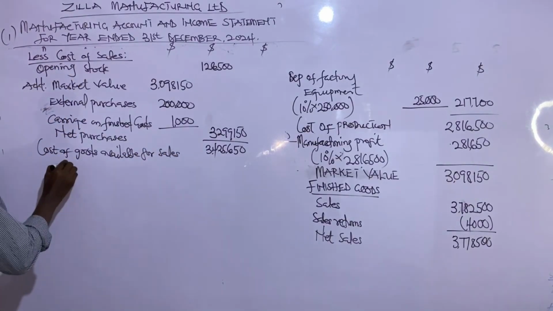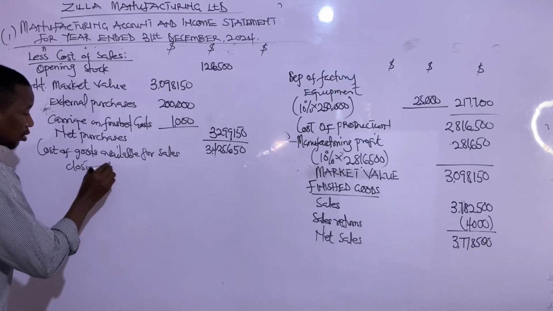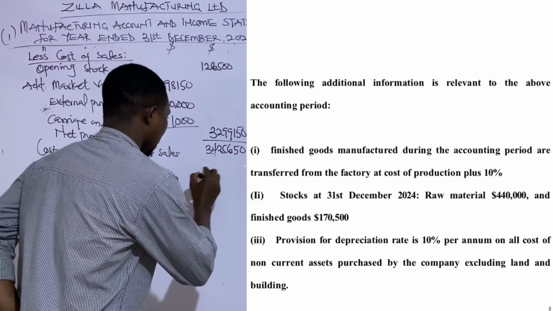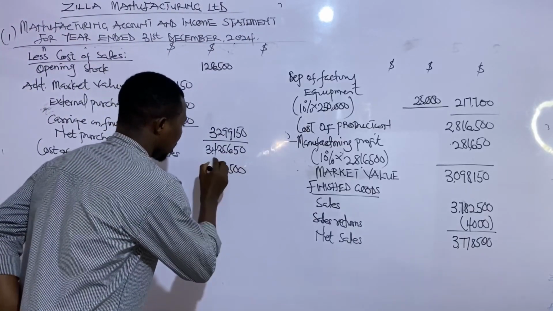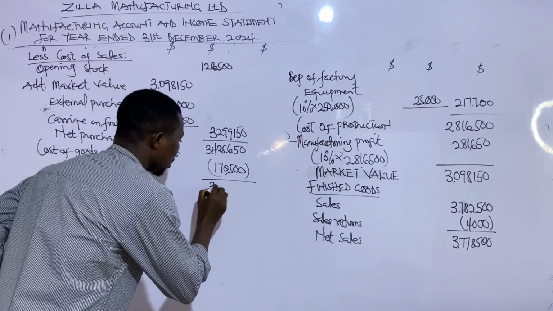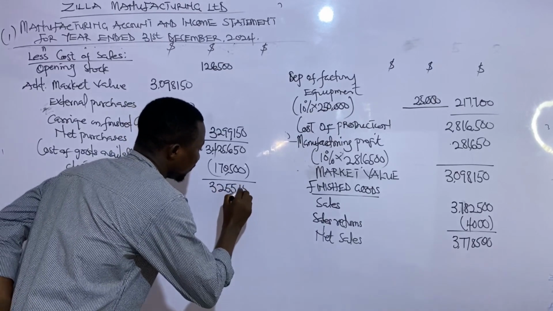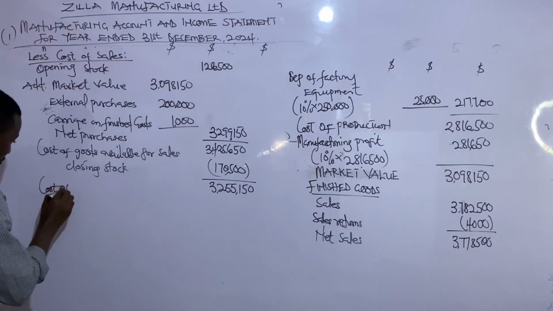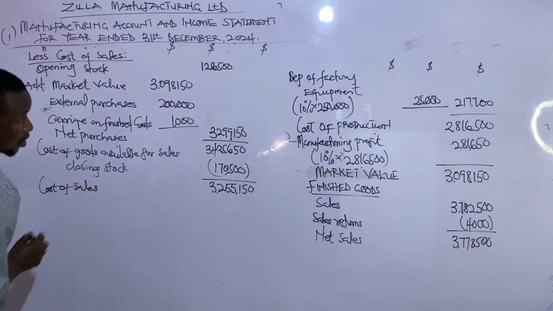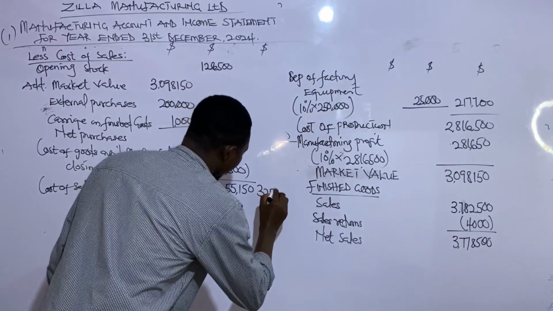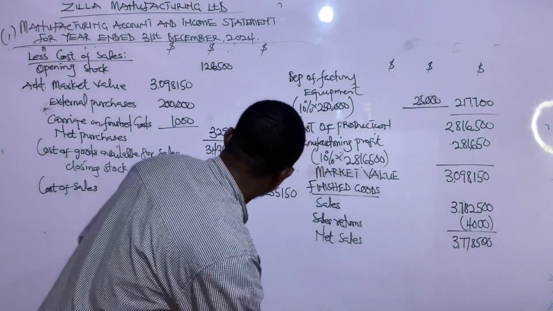Good. Now we less our closing inventory or closing stock. This closing stock is the closing stock in the footnotes from the question is 170,500. Then we subtract this amount. So when we subtract this from this, we arrive at 3,255,150 this way. And this becomes the cost of sales. Is that okay? So cost of sales. The cost of sales. So the cost of sales, permit me to write it under the last sign as 3,255,150, so that I clean this.